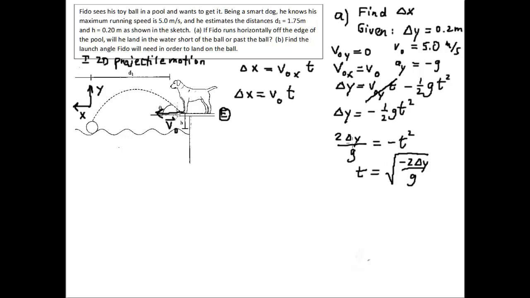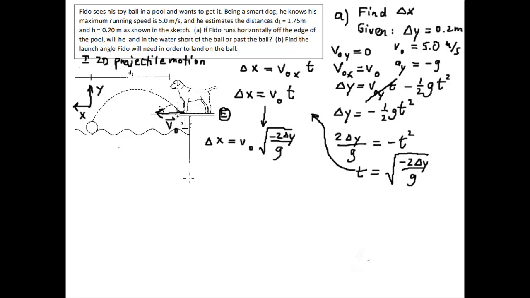So what I'm going to do instead is take this expression for t and plug it in up here for delta x, because delta x is what I'm trying to solve for. Remember, as I've stressed in class, don't plug any numbers in until you're ready to solve for the quantity that you're actually looking for, which is delta x. So delta x is v0 now times the square root of negative 2 delta y over g.